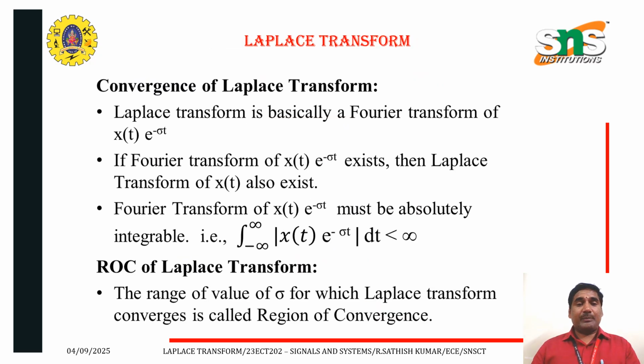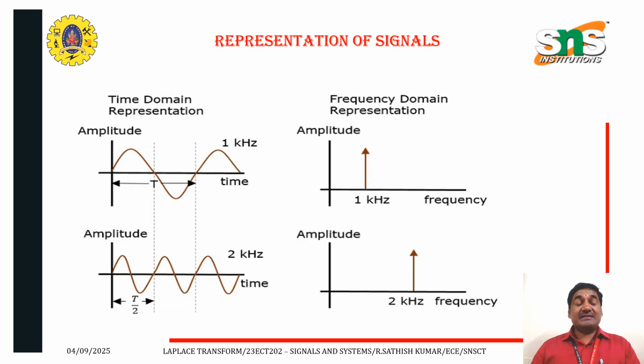Next one, convergence of Laplace transform. Laplace transform is basically a Fourier transform of x of t into e power minus sigma t. If Fourier transform of e power minus sigma t x of t exists, then Laplace transform of x of t also exists. Fourier transform of x of t into e power minus sigma t must be absolutely integrable. Therefore, integral over minus infinity to plus infinity x of t into e power minus sigma t into dt should be less than infinity. ROC means the range of values of sigma for which the Laplace transform converges, which is nothing but the region of convergence. This is the representation of the signals from time domain to frequency domain.